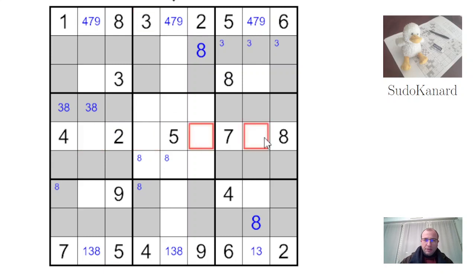So on this row, 3 must be here. I'm tempted to pencil mark it that way. In this region, 3 is somewhere here.